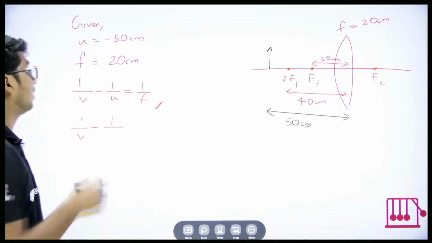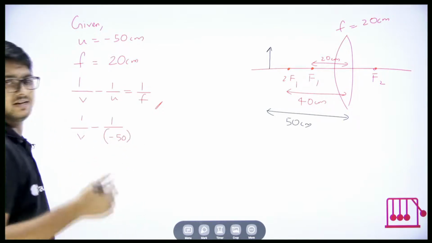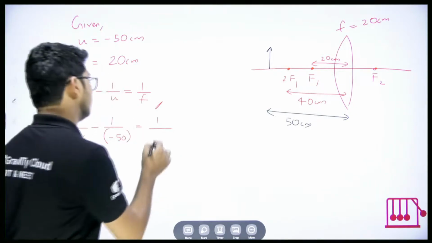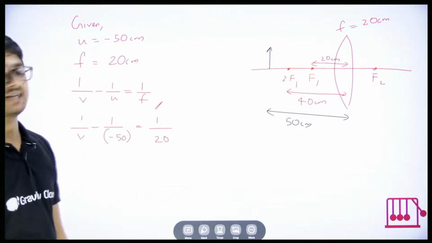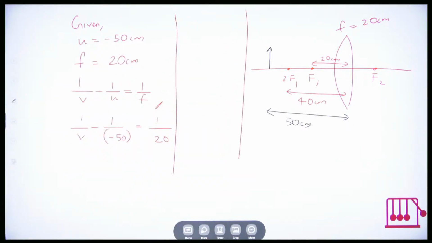Minus 1 by u. What is u? U is minus 50, and which unit? Centimeters. Is equal to 1 by f. What is f? F is 20. That's it, see. Now if I just substitute and solve it, I will get the answer, right?